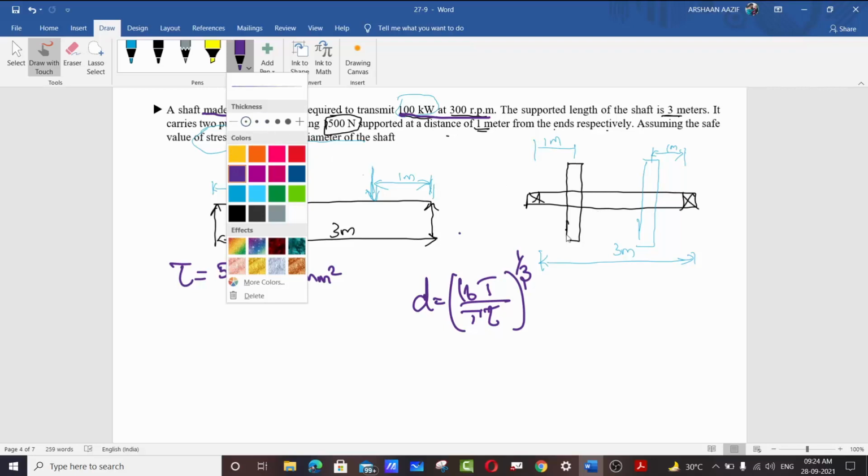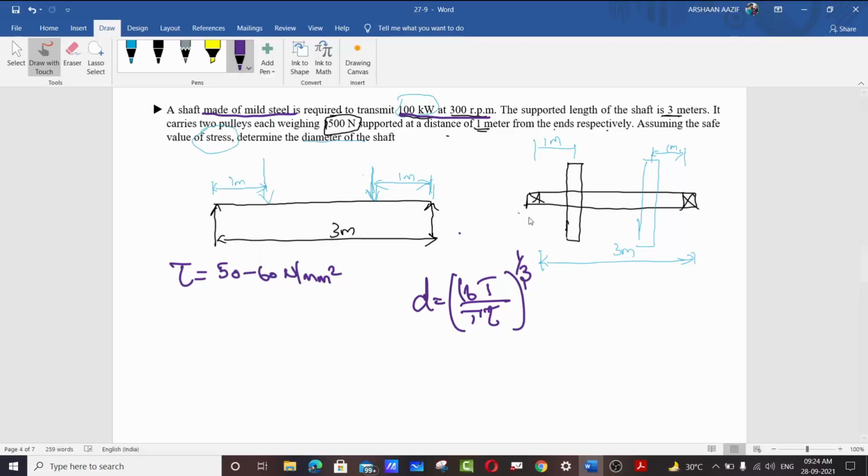In general the pulleys are used to transfer the power, but here they didn't mention any data regarding the power transferred through the pulley. We directly have the torque acting. So we will only consider the load acting due to the pulley. The weight acting due to each pulley is 1500 newton.